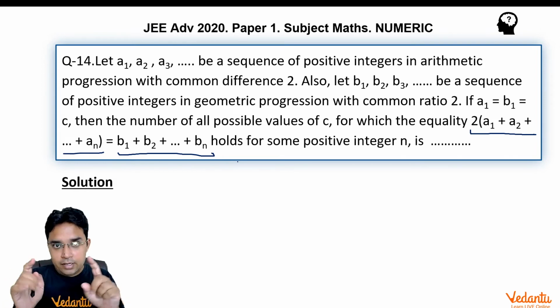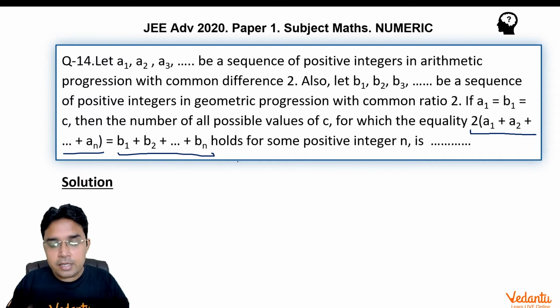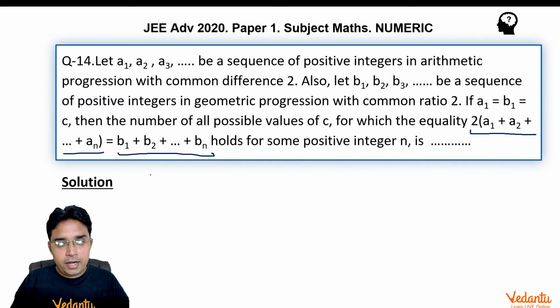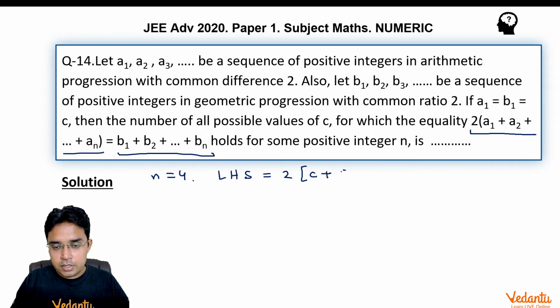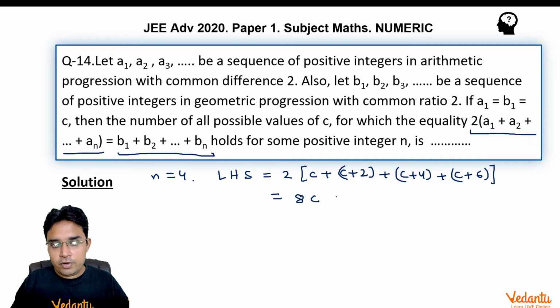I will show you this through a calculation now. Please see. Suppose I take n equal to 4, then your left hand side becomes equal to 2 times (c plus 2, c plus 4 and c plus 6). If we add them, it is 4 times c, that is 8 times c, plus 2 plus 4, 6 plus 6, 12, into 2, 24.